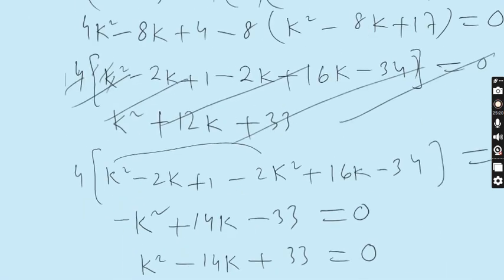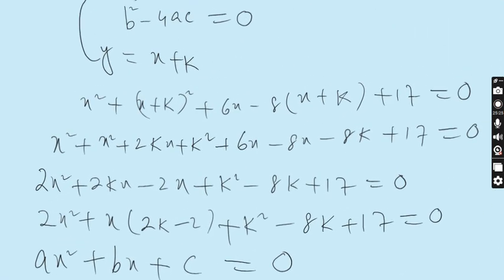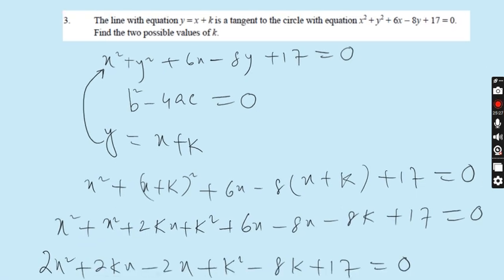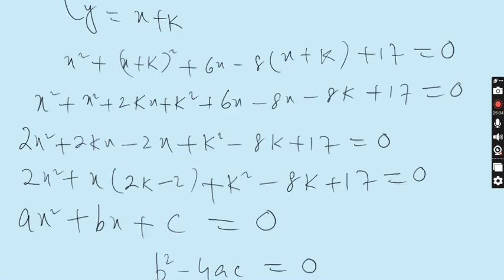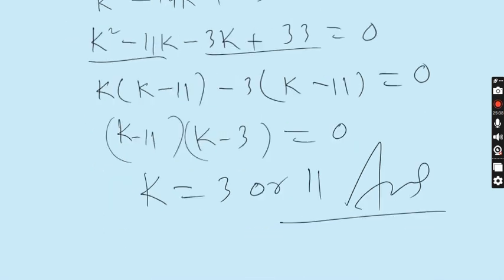This is the requirement. So if a line is tangent to the circle, then the discriminant must be equals to 0. The values of k are 3 and 11. Hope you understand entire question.